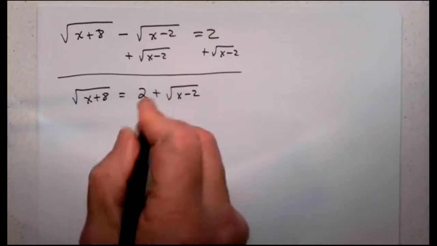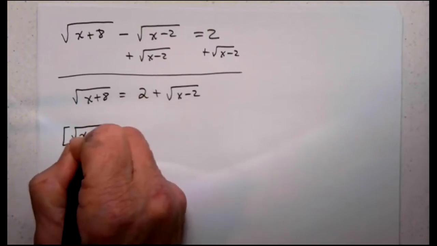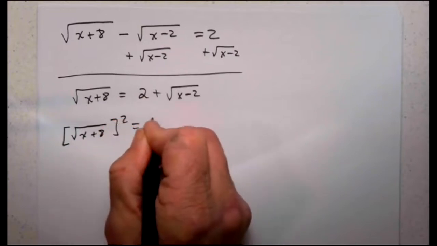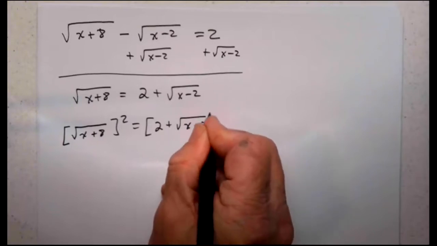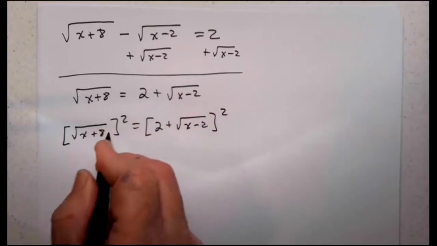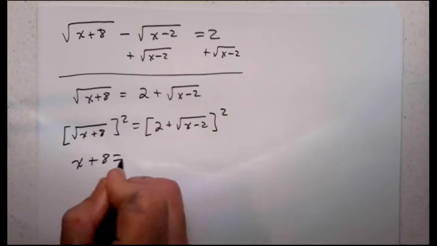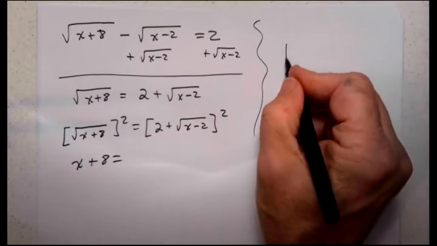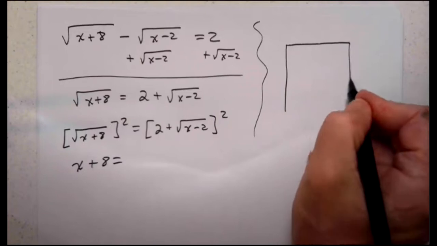At this point, I want to eliminate the radical, so I'm going to square both sides. Remember, if you do that, you've got to be careful. You might be introducing answers that aren't correct. So root x plus 8 squared is just x plus 8. Over here, we've got to do 2 plus root x minus 2 squared. So let us make a box to do that.